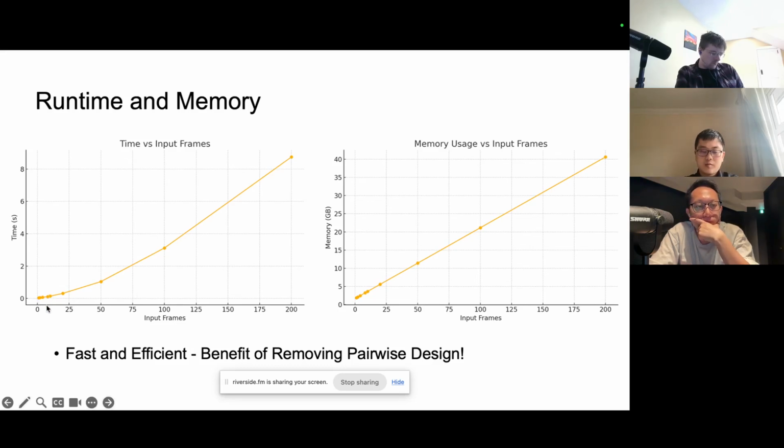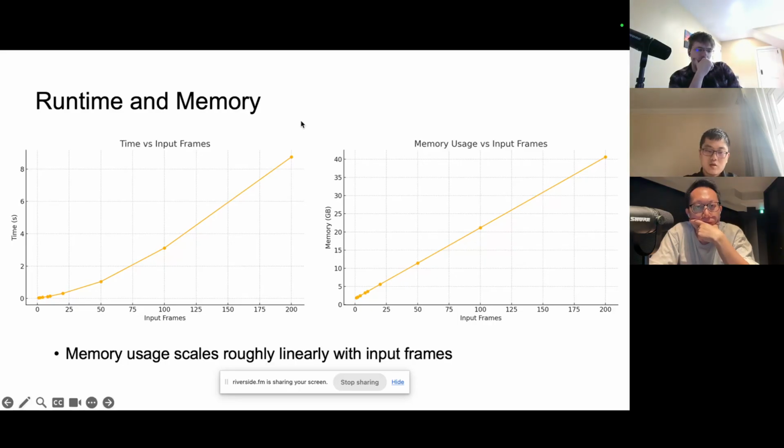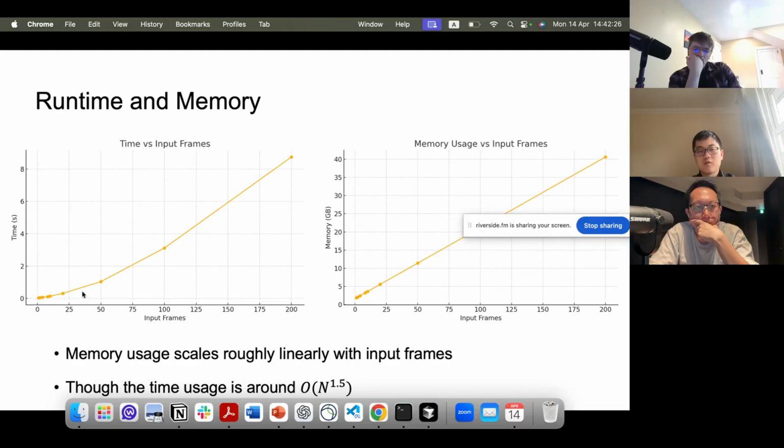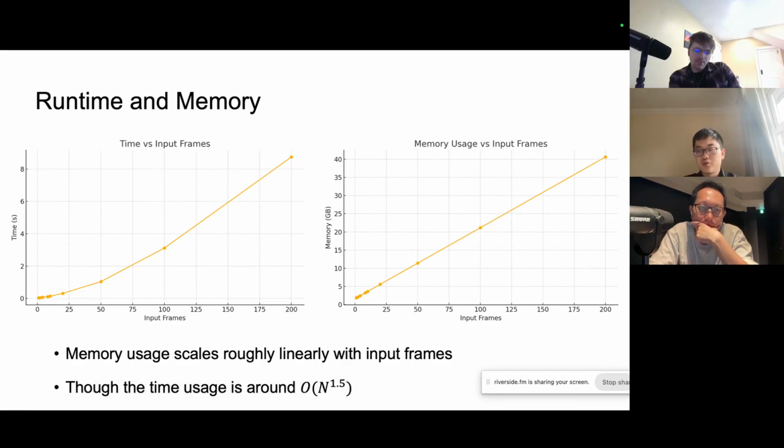This is much faster than the previous methods because we removed the pairwise design, so the prediction is done in one feed-forward run without the need for the quadratic fusion of all the results. And thanks to the great work on FlashAttention, the memory usage almost grows linearly with the number of input frames, while the time usage is still not that satisfactory. It's around 0.15 or 0.16, something like this. You can see the curve. I guess this is what you were curious about.